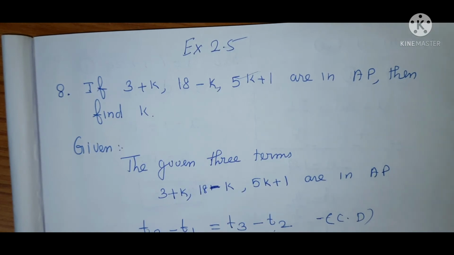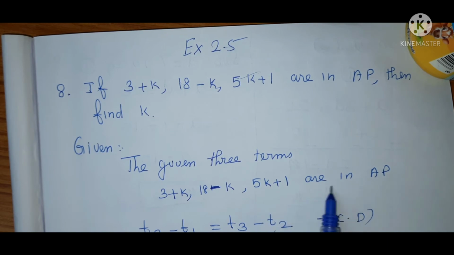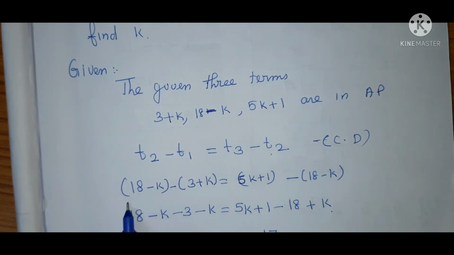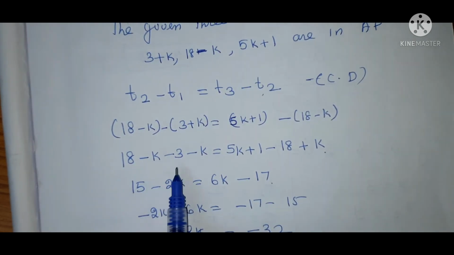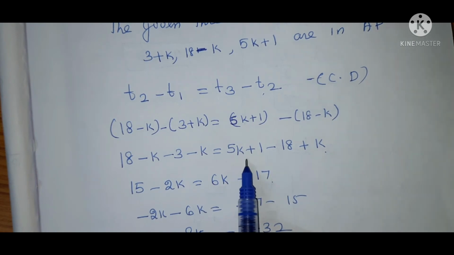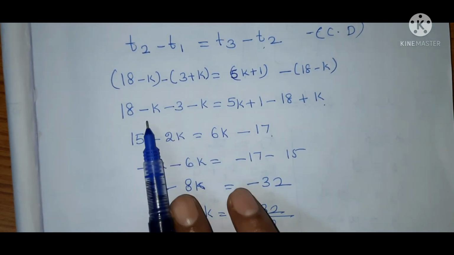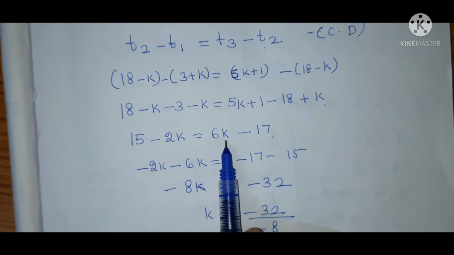Exercise 2.5, sum 7. If 3 plus k, 18 minus k, 5k plus 1 are in AP, then find k. Given the three terms 3 plus k, 18 minus k, 5k plus 1 are in AP. Using the common difference condition, T2 minus T1 is equal to T3 minus T2. With T1, T2, T3: (18 minus k) minus (3 plus k) is equal to (5k plus 1) minus (18 minus k). 18 minus k minus 3 minus k is equal to 5k plus 1 minus 18 plus k.